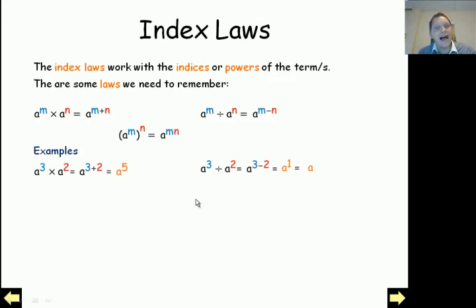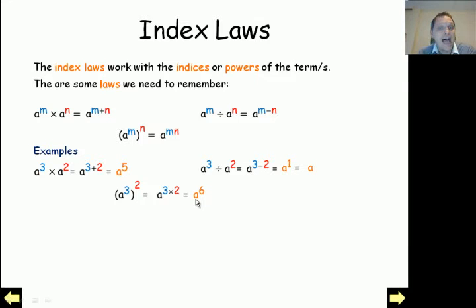Our next law is that anytime we've got a base letter or number to a power inside brackets to a power outside the brackets, the base stays the same, and we just multiply together our two powers. So I've got a to the power of 3 inside brackets, all this is to the power of 2, so we've got 3 times 2, which becomes a to the power of 6.